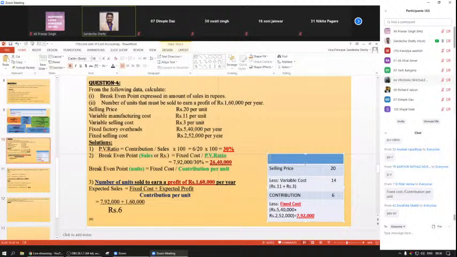What is the answer you are getting? How many units? What is the answer, students? How many units are you getting? Please tell me. Answer.